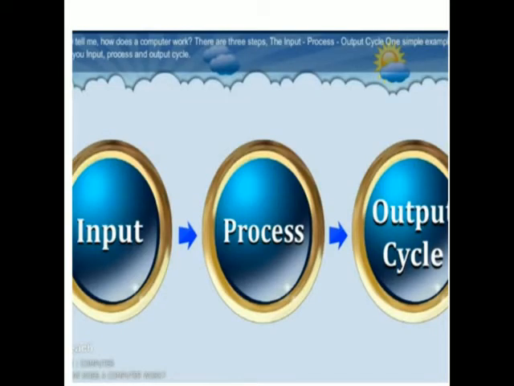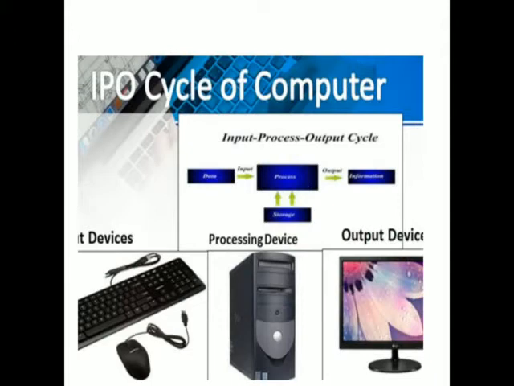So next is the IPO cycle, that means input process output, that is called the IPO cycle. So students, if we want to do something by the computer, that means if we want to do any work by the computer, then first the computer wants some data from the user. After that, the computer can process this data and generate the desired result.